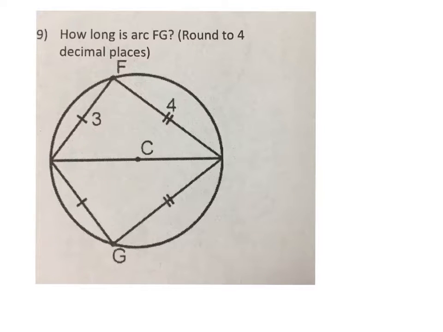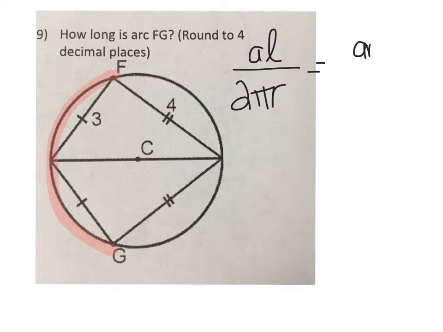So here we want to find the length of arc FG. So FG is the distance from here around to there. Okay, so we're finding an arc length, so we need to use the proportion arc length over circumference, which is 2 pi r, equals arc measure, so the degree of that arc, divided by 360.